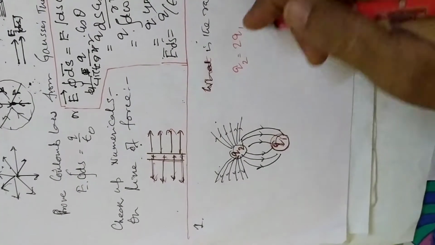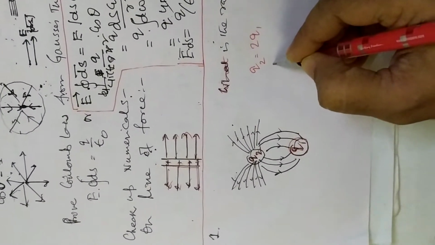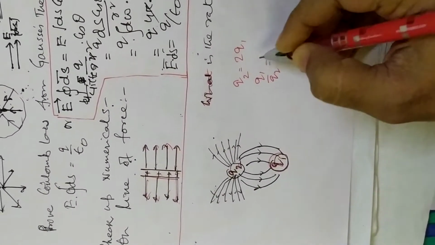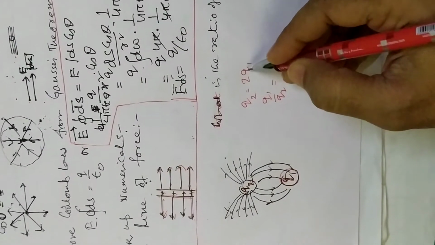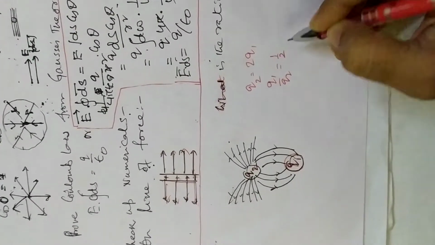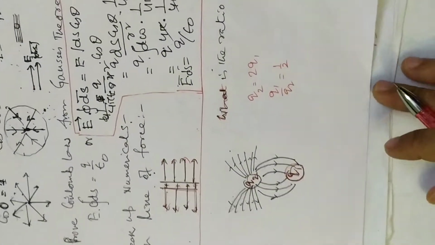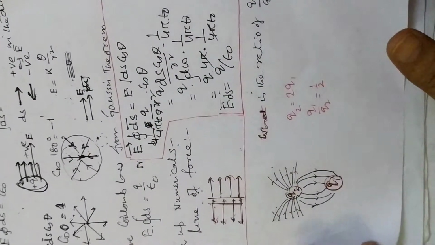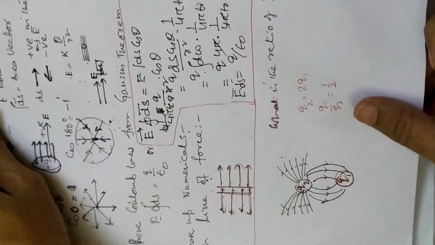So in that way we can write Q1 by Q2, as it is given in the question. That will be how much? Q1 by Q2 is half. Clear? Like this we will be showing the ratios of the charges. You can understand these problems, no? One by one we'll solve these things.